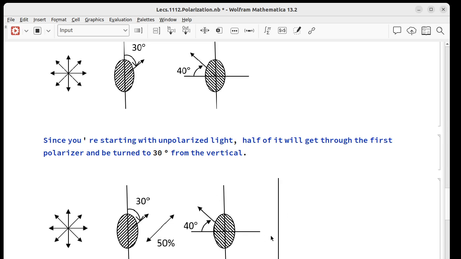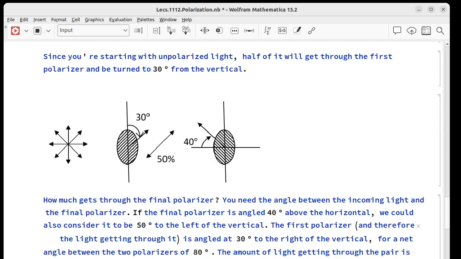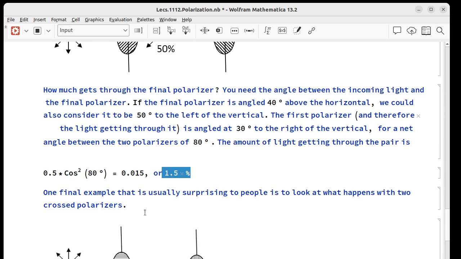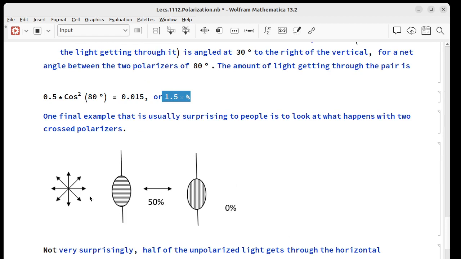So the light that gets through both polarizers will be half of the original times cosine squared of 80. That's only about 1.5%. Now, what if we use unpolarized light and we send it through crossed polarizers? So this one is horizontal, this one's vertical. We know half of it gets through the first one, but it's then polarized horizontally. If we have horizontally polarized light hitting a vertical polarizer, that angle theta is 90, cosine 90 is 0, and we get nothing coming through. So now we could say we have essentially a perfect device for blocking light.